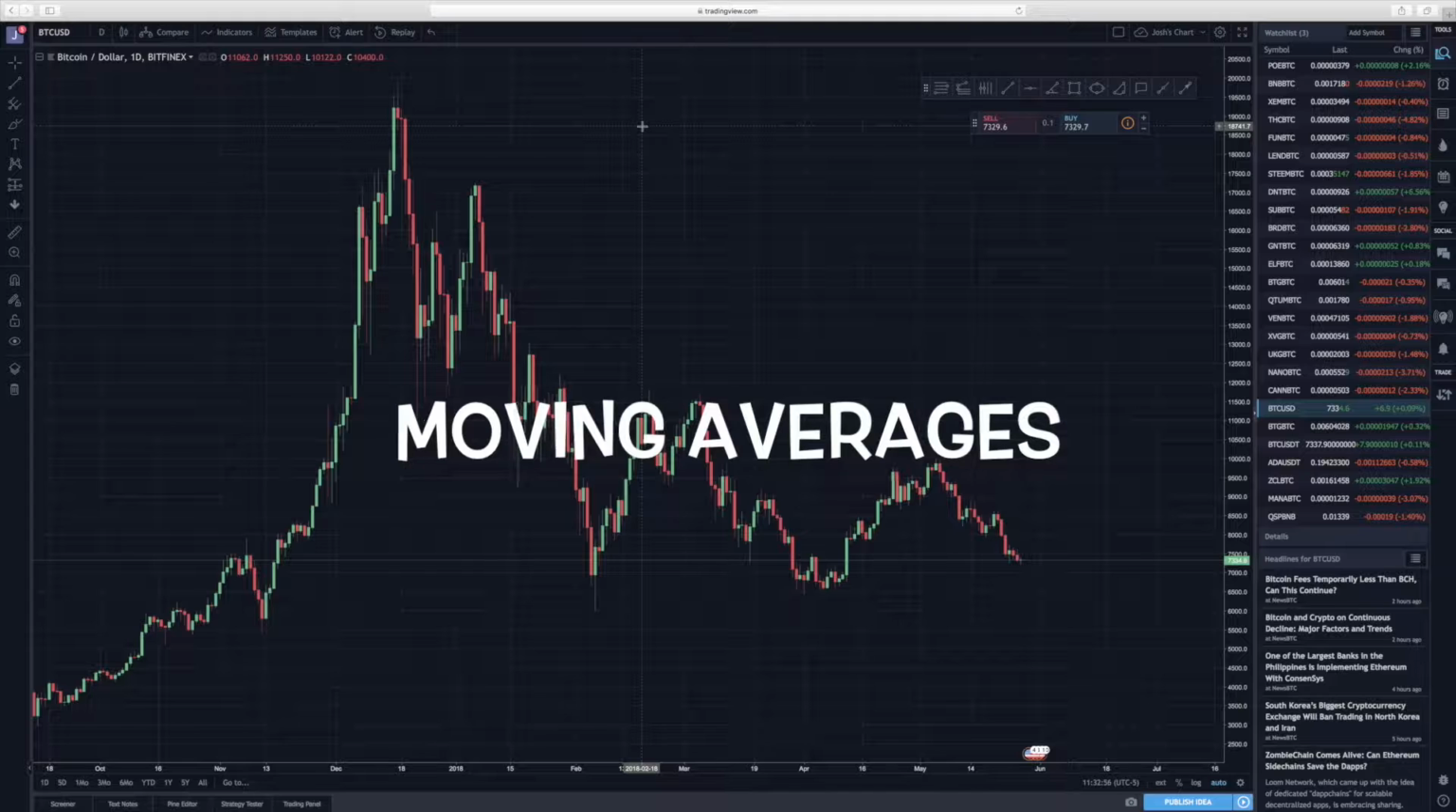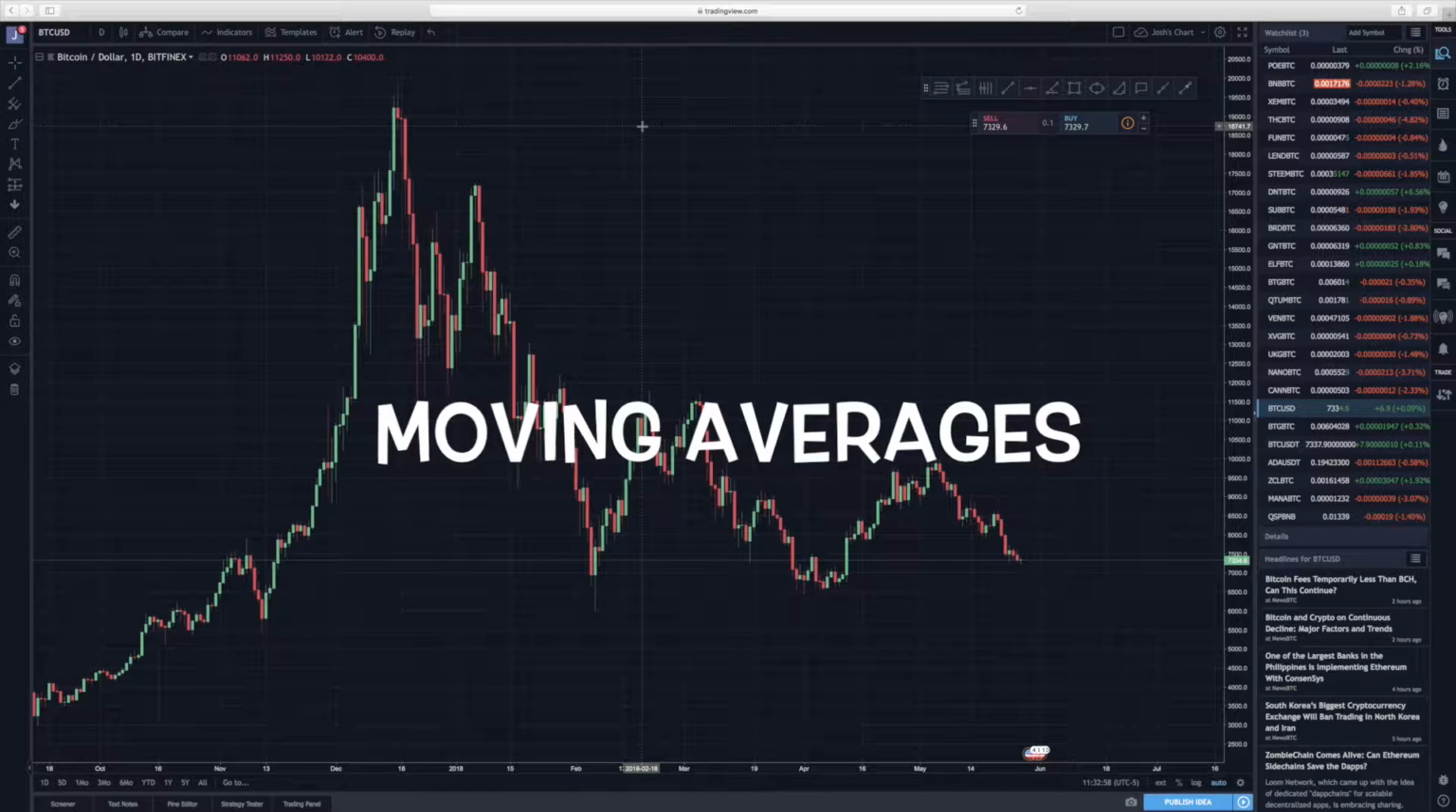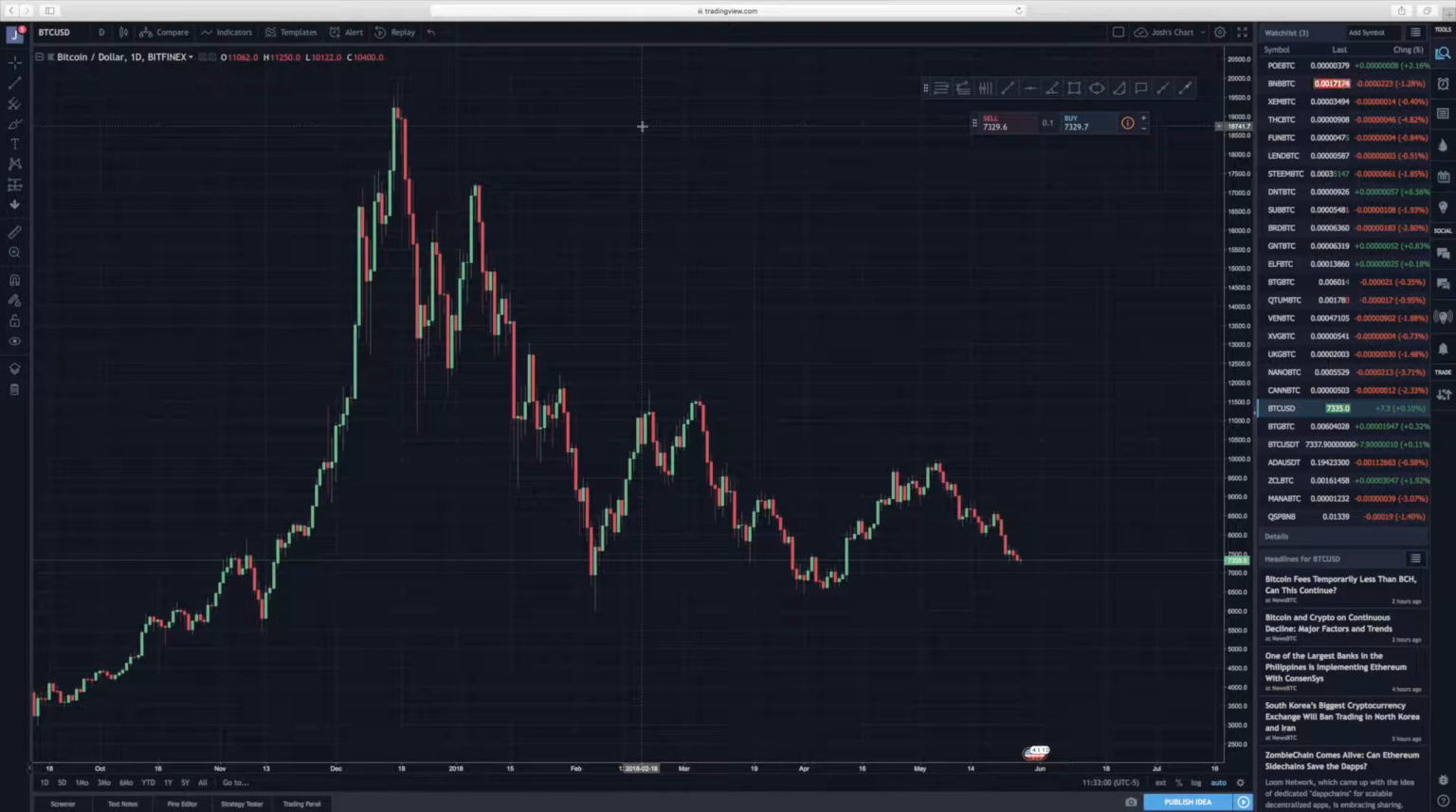Today we'll be talking about moving averages. The name sounds pretty self-explanatory. It just gives you an average of the price. There are a couple of different types of moving averages, simple and exponential, but for the most part, it just gives you an average of the price, and it'll give you a line representing that average.